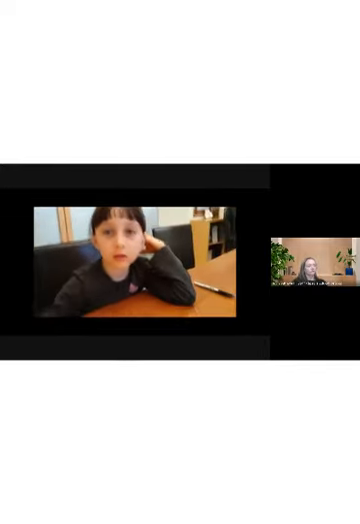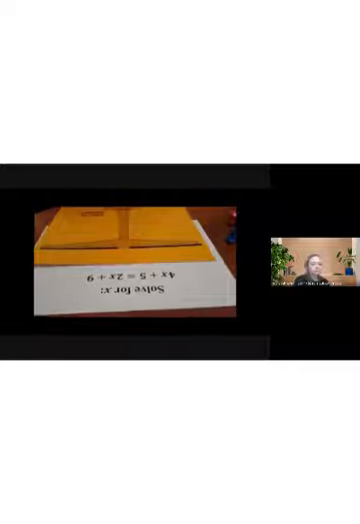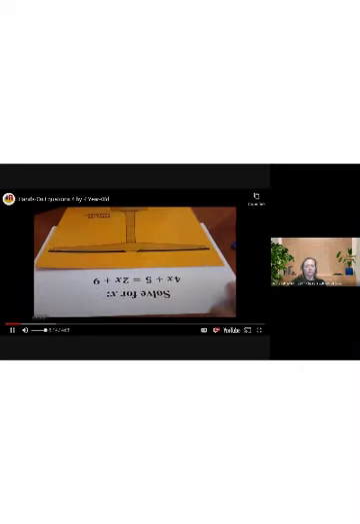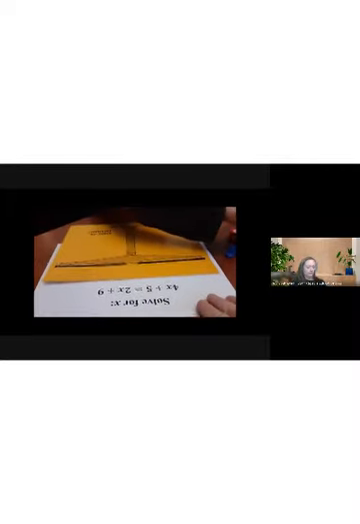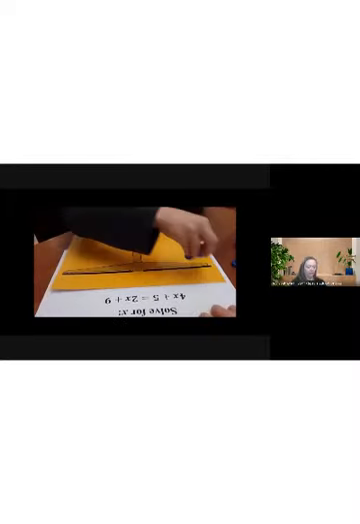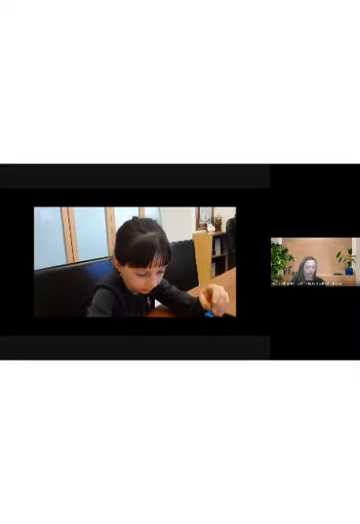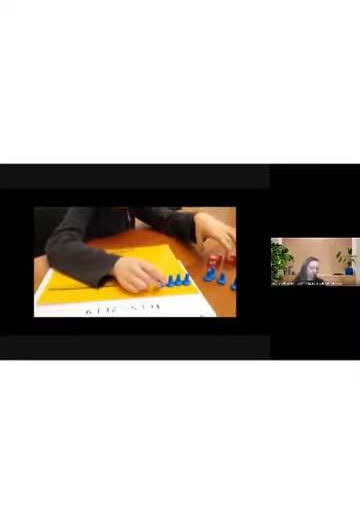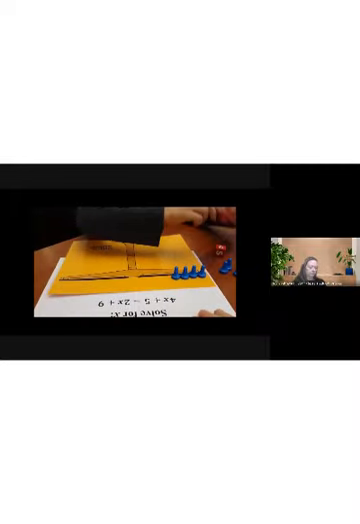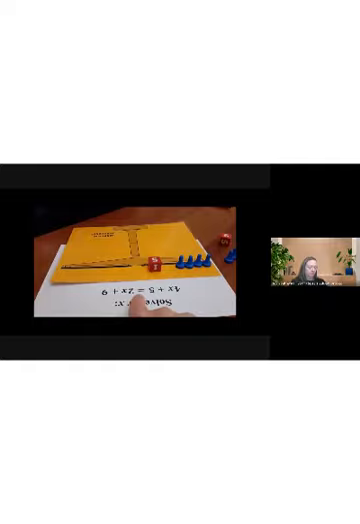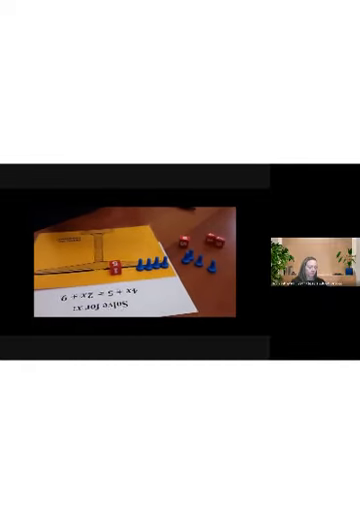Okay, Batya Chava, I'd like you to help me with this problem, please. Would you set it up on the scale? We have 4x's plus 5. Okay, please use the pawns and cubes. Good. And on the other side, we have 2x's plus 9.